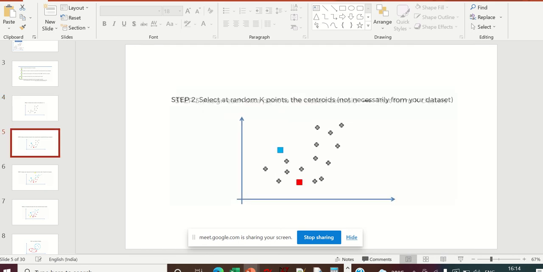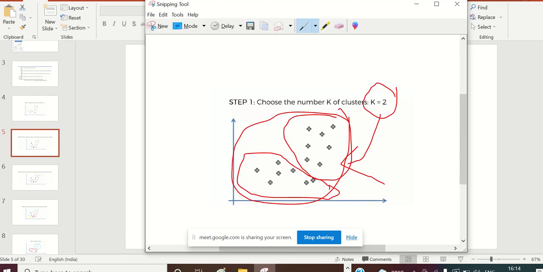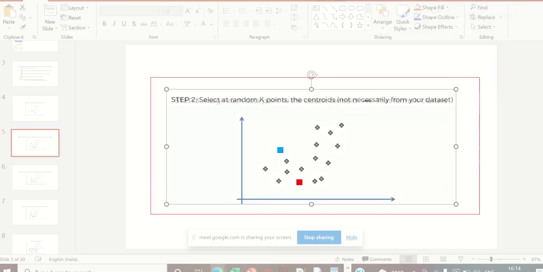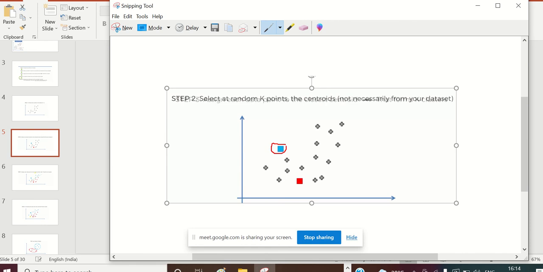So what I will do is randomly put 2 points. This point is randomly placed and this point is randomly placed. Then I will start looking at distances. This distance versus this distance, which is smaller? This is smaller, so I will make this point blue. I will make this blue.